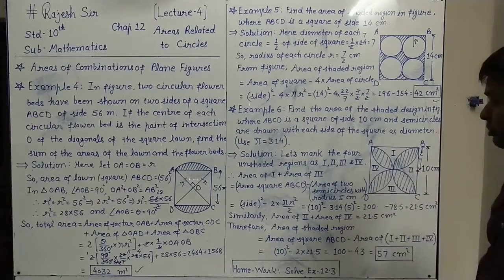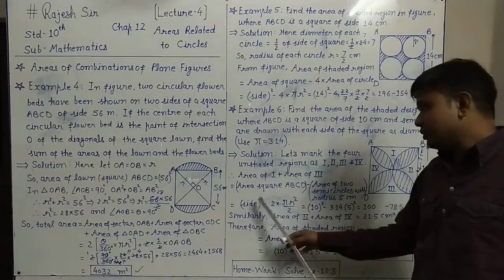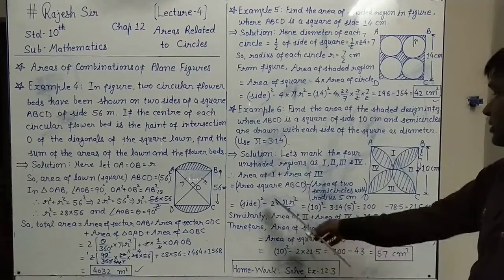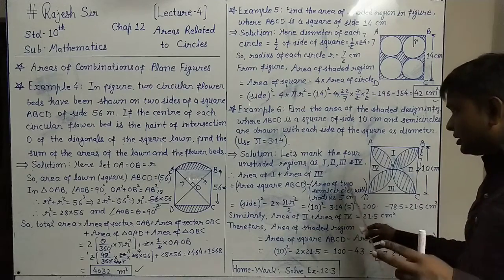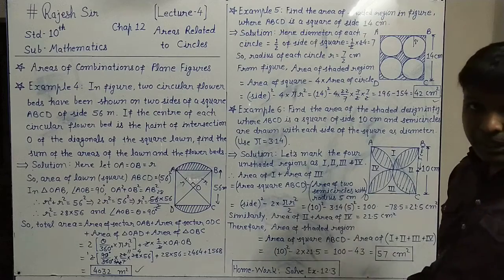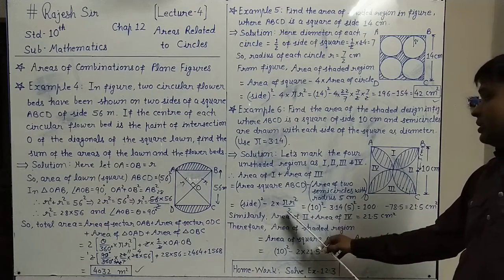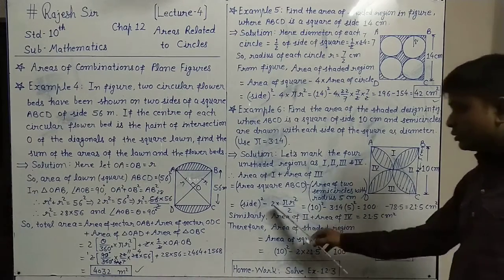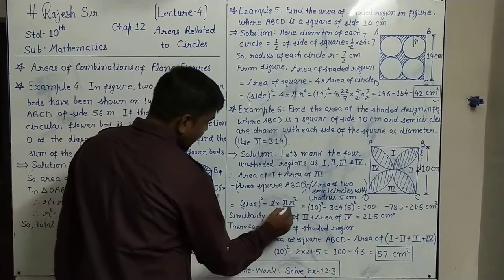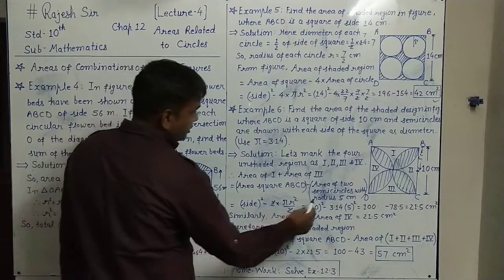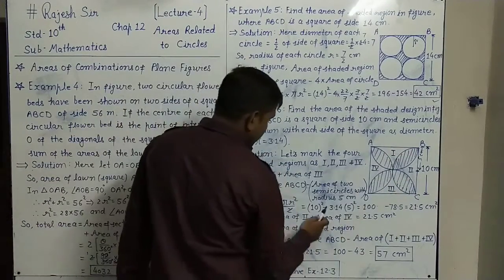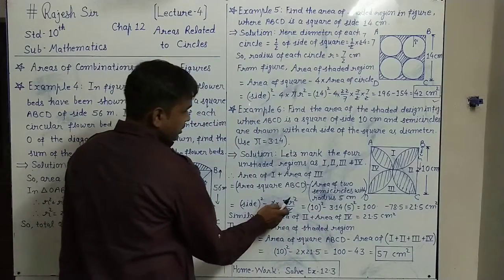Now again the formula we will place here. Area of the square ABCD is equal to side square, minus area of 2 semicircles, that means 2 times the semicircle's area. A circle's area is pi r square, so a semicircle's area is pi r square by 2, and it is 2 times. So here the 2 and 2, up and down, cancel. Side square means area of square, side is 10. So 10 square minus, this 2 cancels.